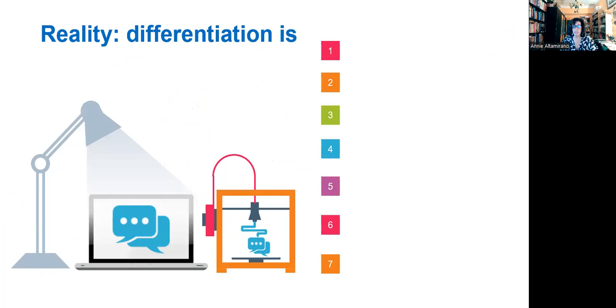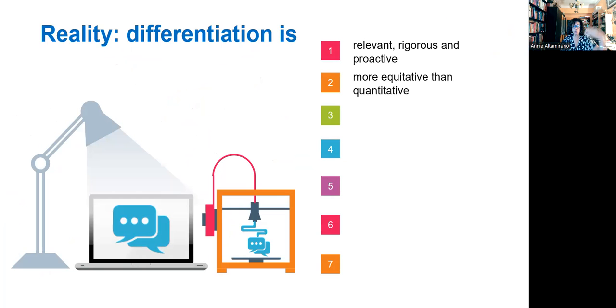So, what is differentiation? Differentiation is relevant, rigorous, and proactive. The effective differentiated classroom is designed to be robust enough to challenge all learners in the classroom. It is more equitable than quantitative. A learner who has demonstrated mastery of one skill is ready to stop practicing that skill and move on to a subsequent one. So adjusting the quantity of an assignment will be less effective than altering the nature of the assignment to match the actual needs of the learner.